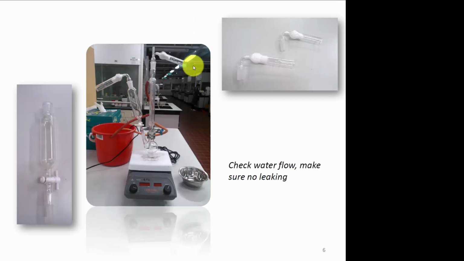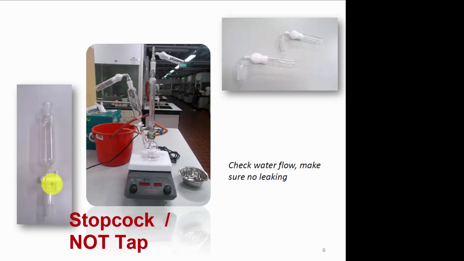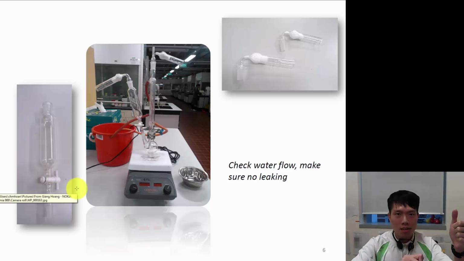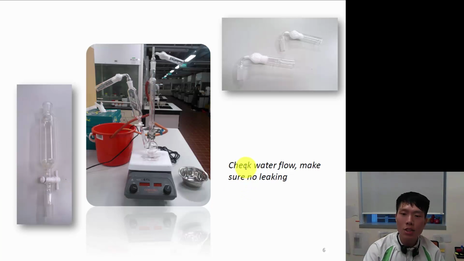So after assembly, you should see something like this. Okay, this is your dropping funnel, and this part here, we don't call it a tap. Please don't call it a tap. This is called a stopcock. You know, we have seen from year 1, right? Remember, separatory funnel, extraction, stopcock, right? And check for water flow, make sure there's no leaking.